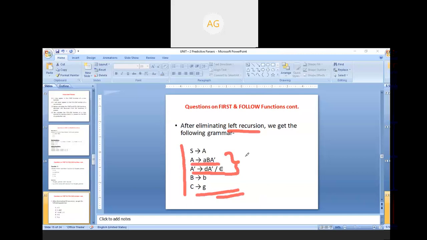So now you can calculate the first symbol. Just 2 minutes are given to you, and after that, you can write in the chat box. For every non-terminal, you can write S, then A, then A dash, then B, and then C. For every non-terminal, you need to calculate the first symbols.